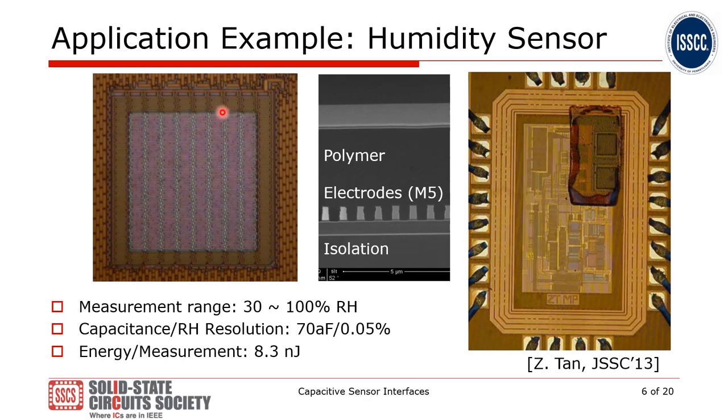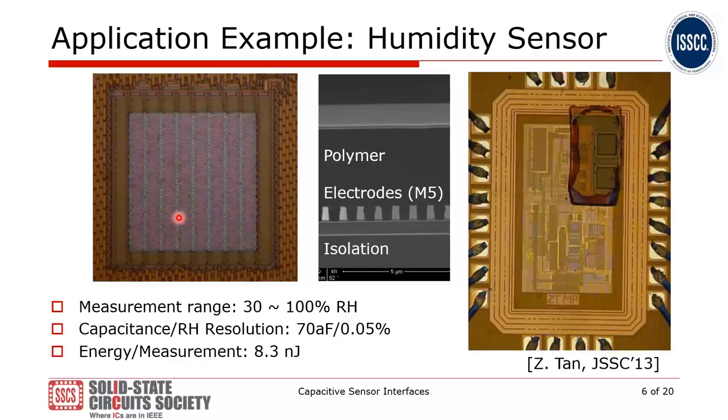So we need a very large sensor area to improve the sensitivity. But this will also incur a very large sensor offset, which can sacrifice the energy efficiency of the read-out stage. In this work, this offset is compensated prior to the sensor interface to relax the dynamic range and resolution requirements of the sensor interface. This leads to an energy per measurement of only 8.3 nanojoule.